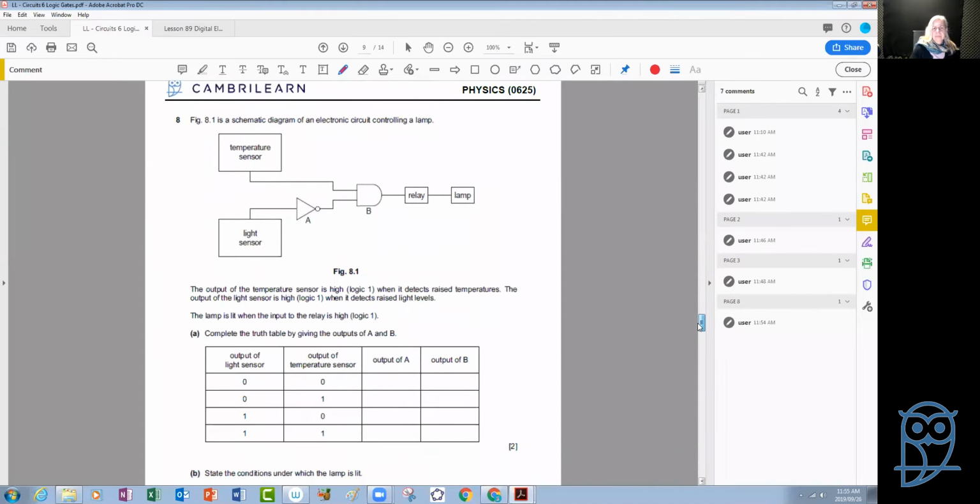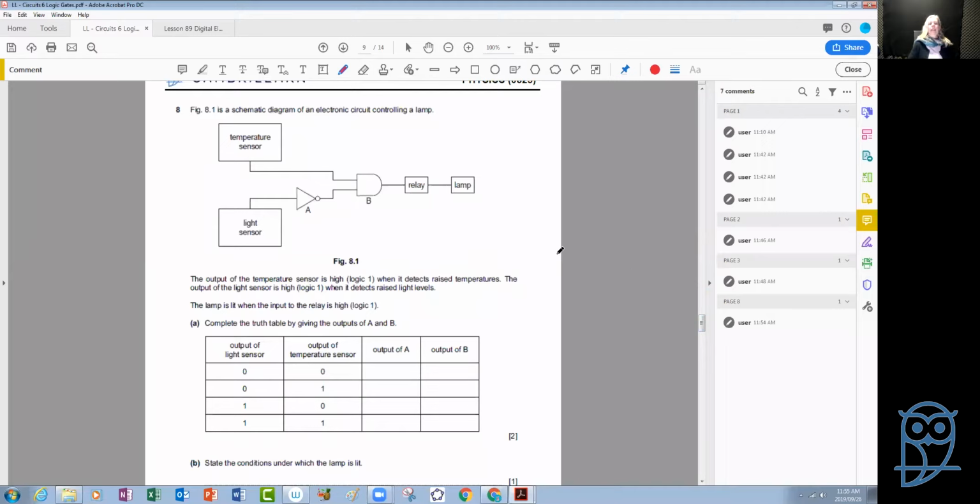Here's another one. This one combines light sensors and temperature sensors and so on. Okay, good. The figure is a schematic diagram of an electronic circuit controlling a lamp. Okay, it controls the lamp.